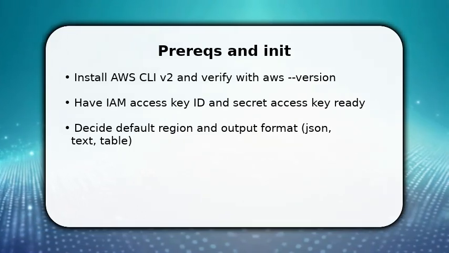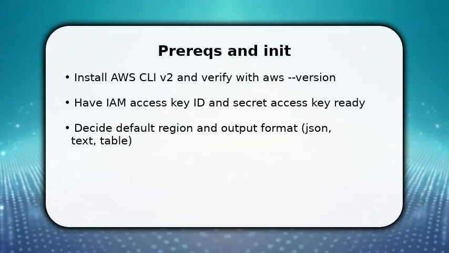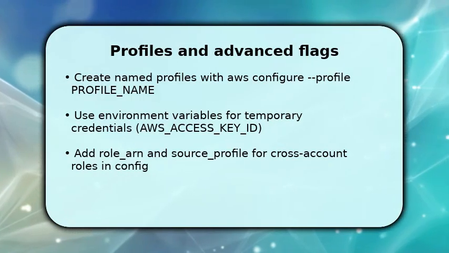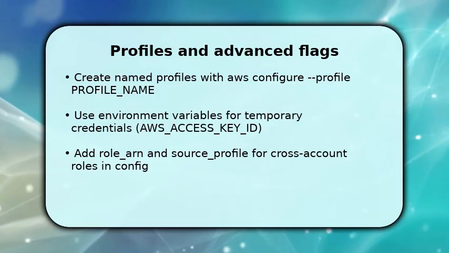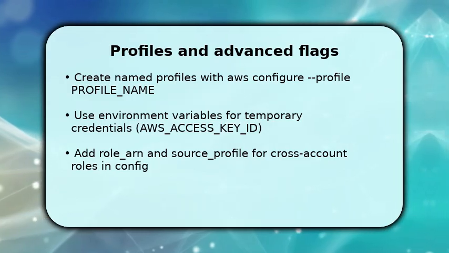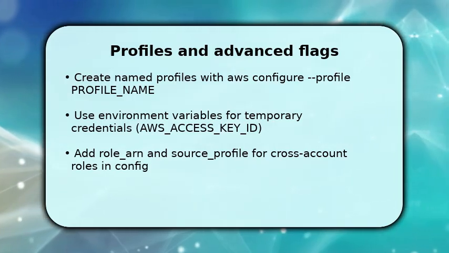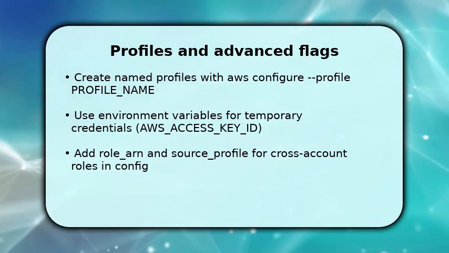Now extend the basic setup to handle multiple accounts and roles. Create a named profile using ozconfigure profile miprofile. This keeps credentials separate. For temporary sessions, export AWS_ACCESS_KEY_ID and AWS_SECRET_ACCESS_KEY, or use Oz STS assume-role to get short-lived credentials.